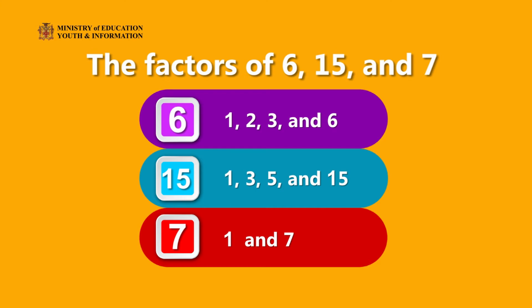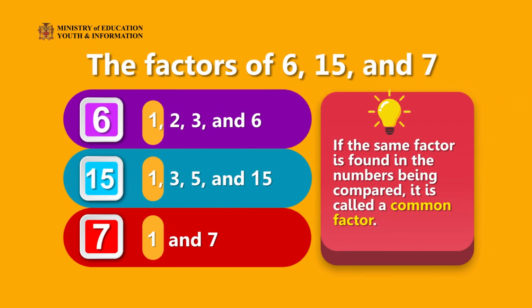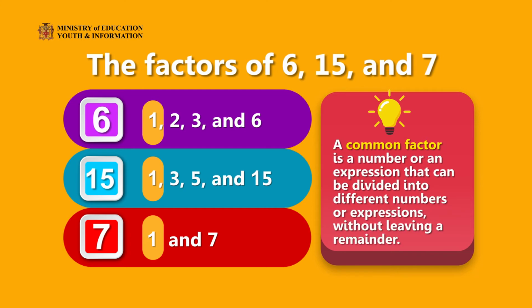Did you notice that all three numbers have 1 as a factor? If the same factor is found in the numbers being compared, it is called a common factor. So in mathematics, a common factor is a number or expression that can be divided into different numbers or expressions without leaving a remainder.